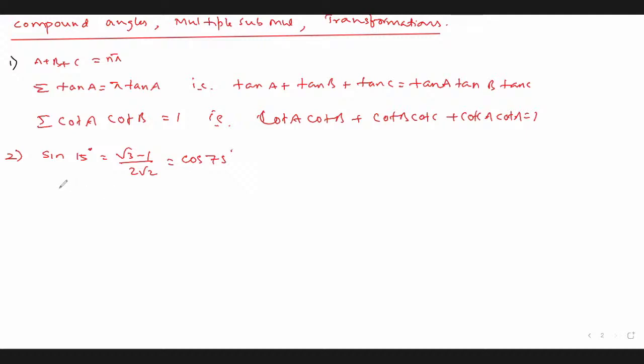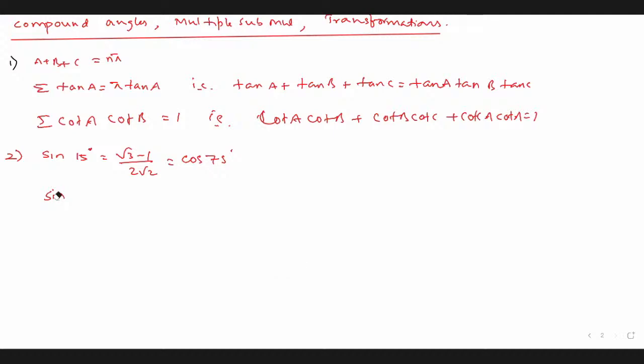Okay, sir, how we found this one? Already you found this in your first year, like sine 15 degrees is equals to sine 45 minus 30, sine A minus B formula. What is sine A minus B formula? Sine A cos B minus cos A sine B, like that. Okay. Now, similarly, we will see cos 15 degrees.